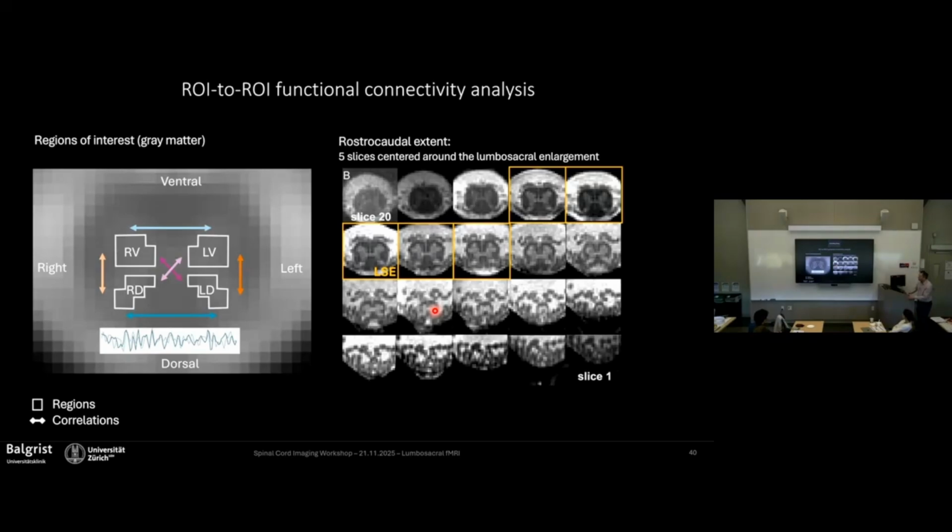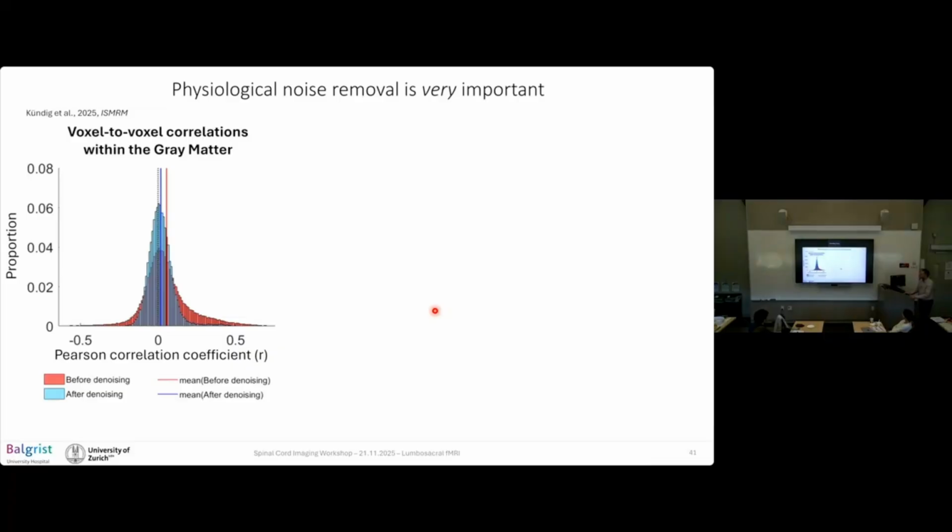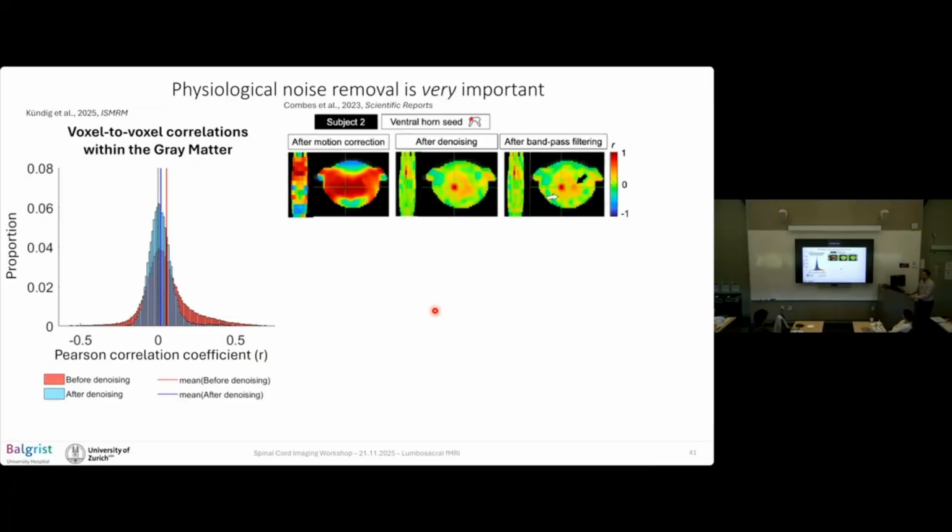Just real quickly, the strategy that people used is that they identify the LSC slice and 2 slices above and below. The intersegmental connectivity, which is what's already being done in the cervical cord, has not been done in the lumbar cord yet. Just real shortly, the effect of denoising on the resting state results is very profound.